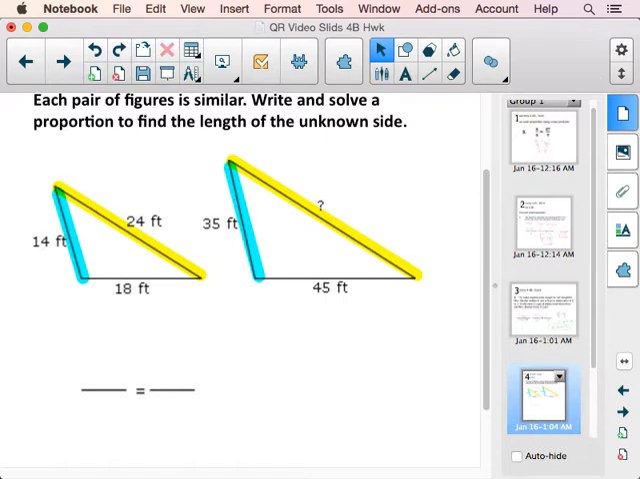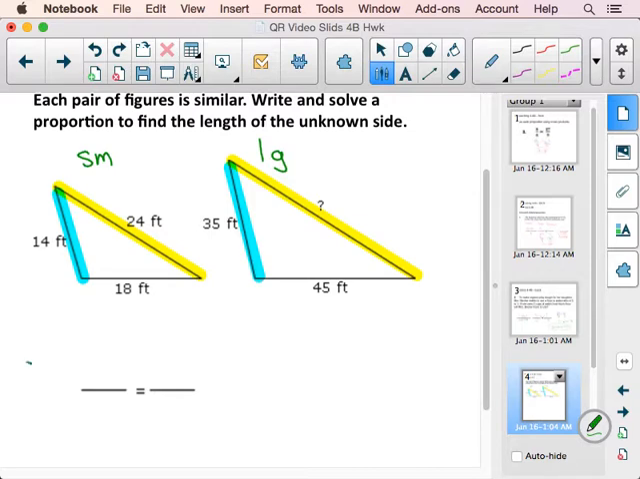I just have to make sure I'm consistent. So I'm going to start with words. I like to go small triangle to big triangle, or left to right on whatever's here. So I'm going to call this small and large. You could also go blue side, yellow side, and you will get the same result. So we're going to set up our ratio as small triangle to large triangle. And we're going to look at corresponding sides.